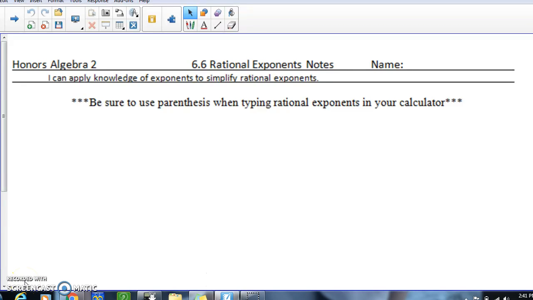Hi guys, today we're going to talk about rational exponents. All rational exponents are fractional exponents. Rational meaning ratio, or a fraction. So we're going to deal with fractional exponents for variables and for whole numbers.